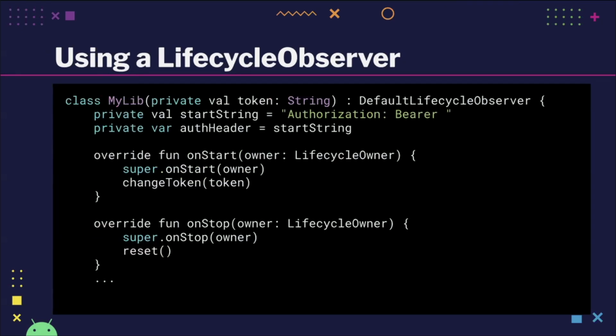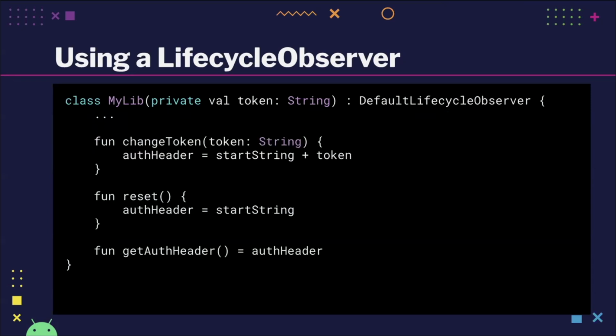So what we are doing is that we are modifying our class MyLib, which is within our library, and we are implementing the DefaultLifecycleObserver. This allows us to override the onStart and onStop functions from the lifecycle owner. And what we can do is trigger functions automatically when a certain event happens. So the rest of the class in general would have the same kind of functions like before. There's a changeToken function, reset function, and the getAuthHeader like we saw earlier.